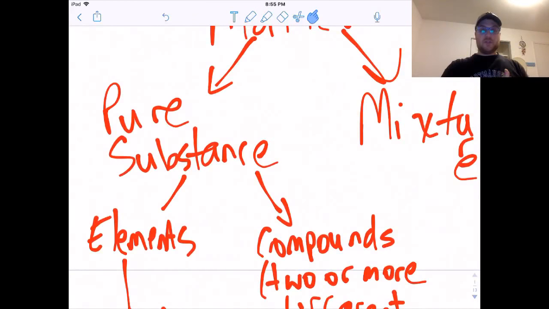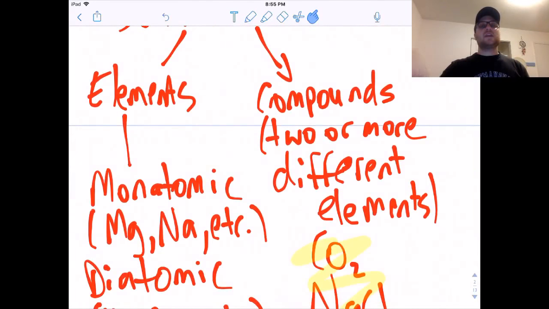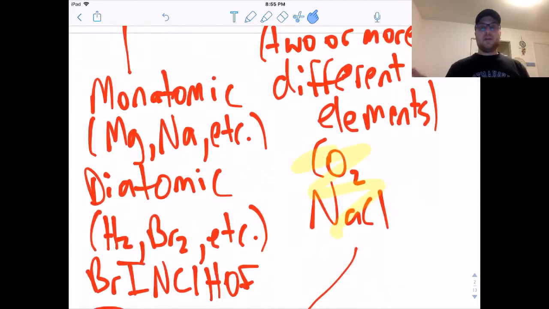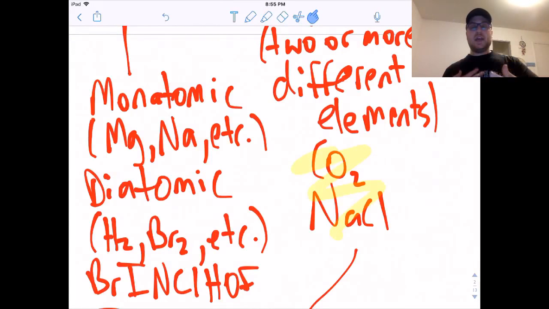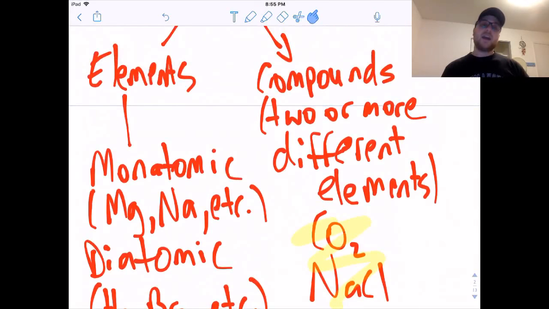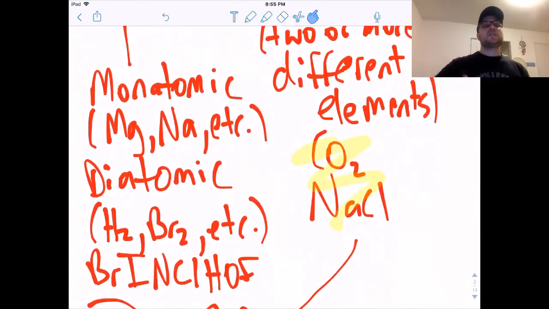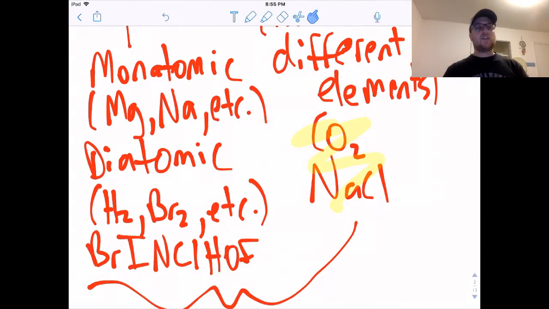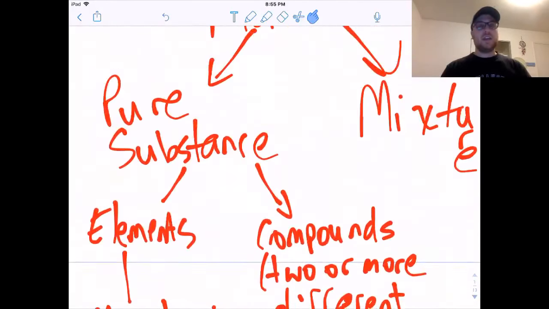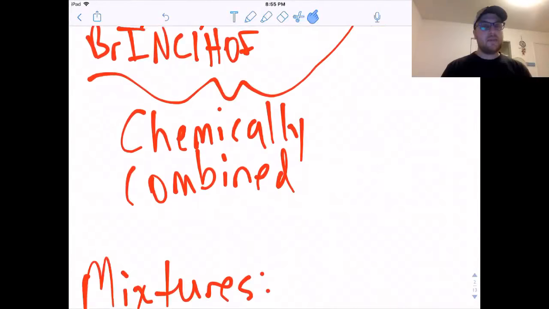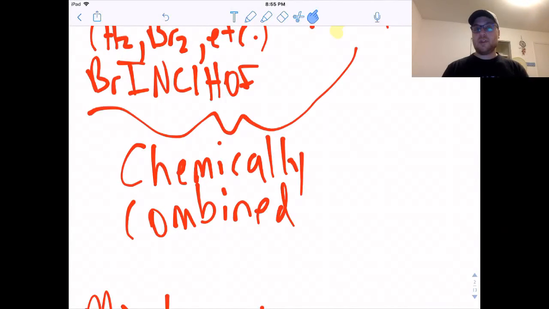Mixtures can be homogeneous or heterogeneous, where homogeneous are uniformly distributed particles, such as salt water, and heterogeneous are not uniform, like a pizza. These are physical mixtures. They're physically combined. That means you can separate them physically and not chemically. So physically, you can separate most heterogeneous mixtures using filter paper. Homogeneous mixtures, however, can't be filtered that simply.